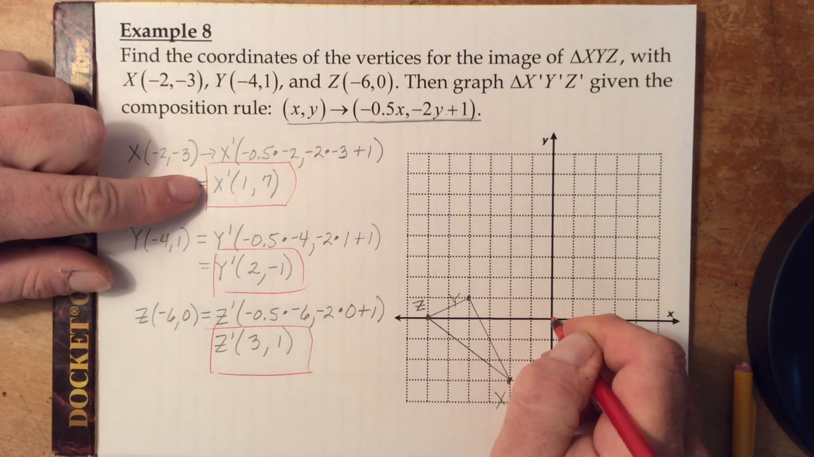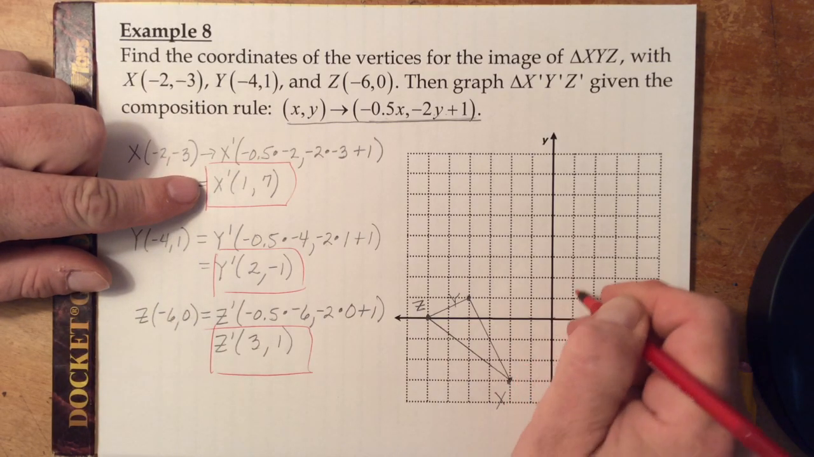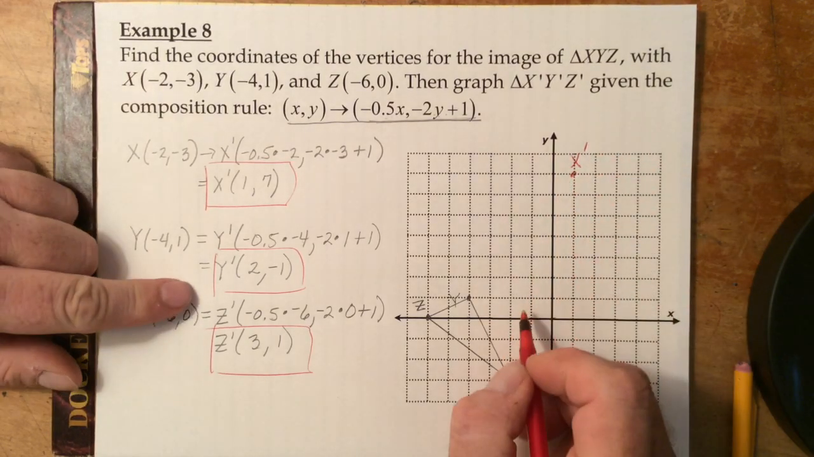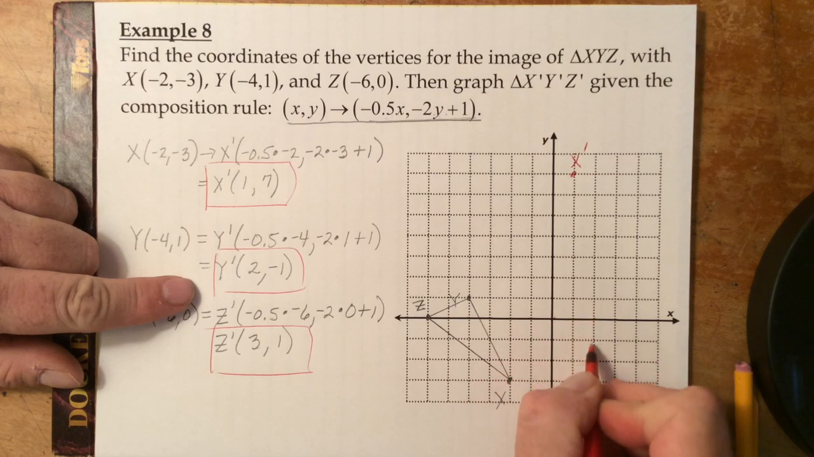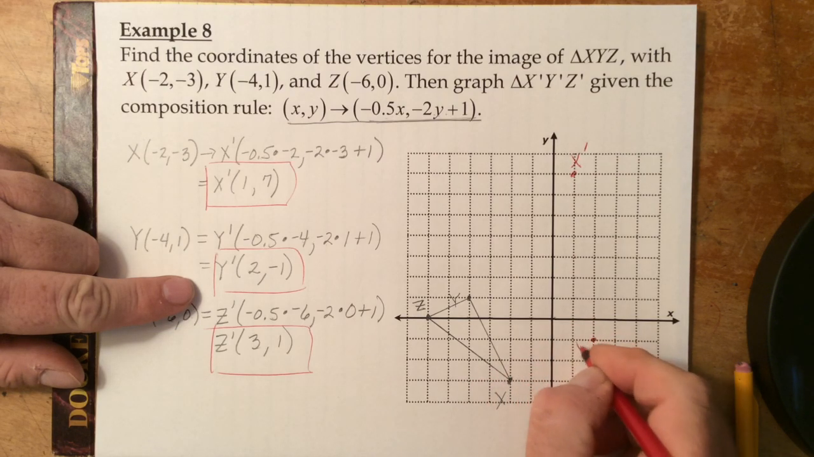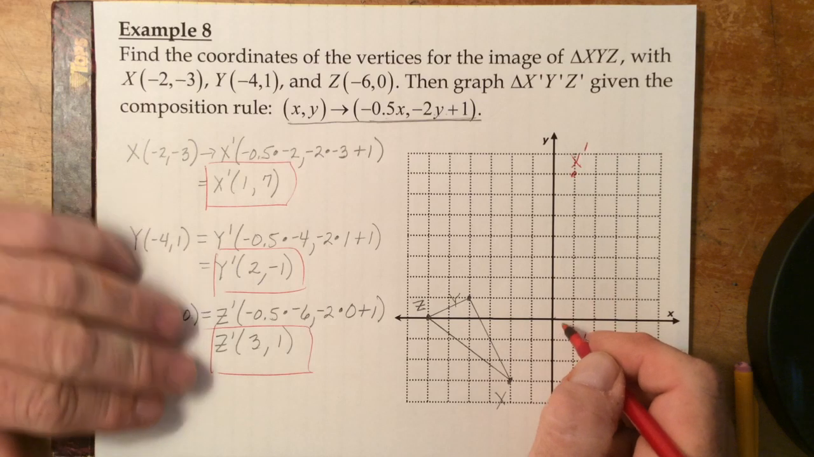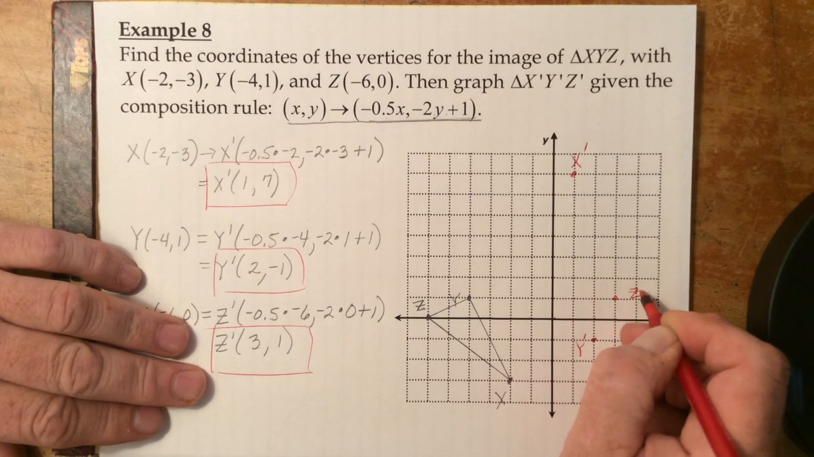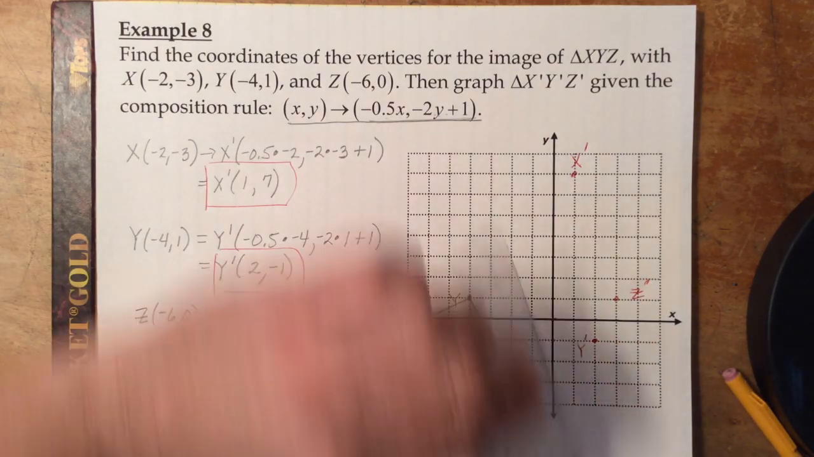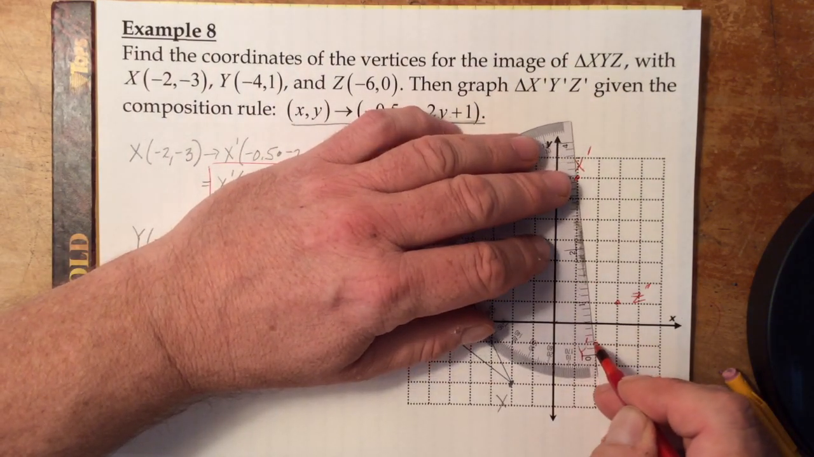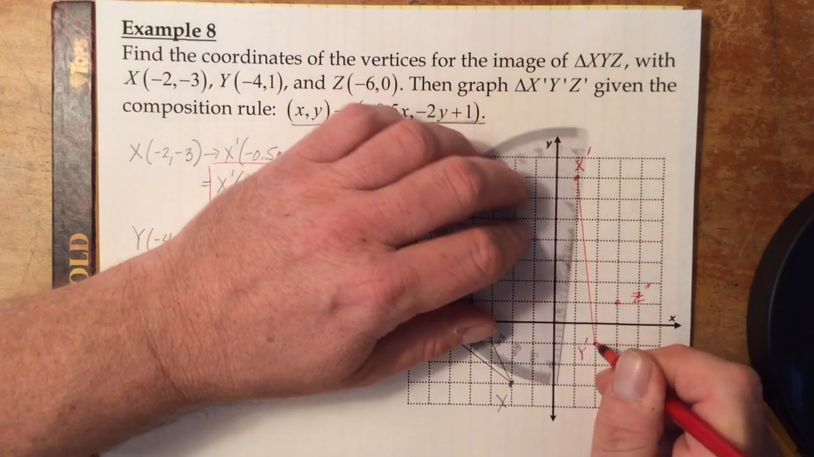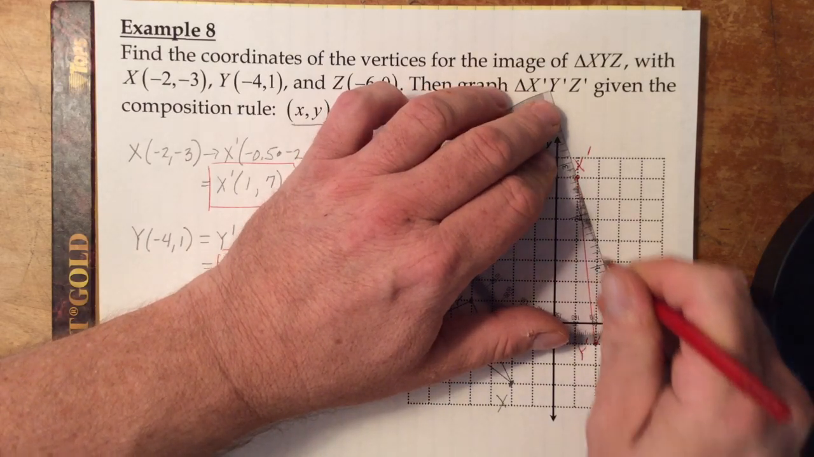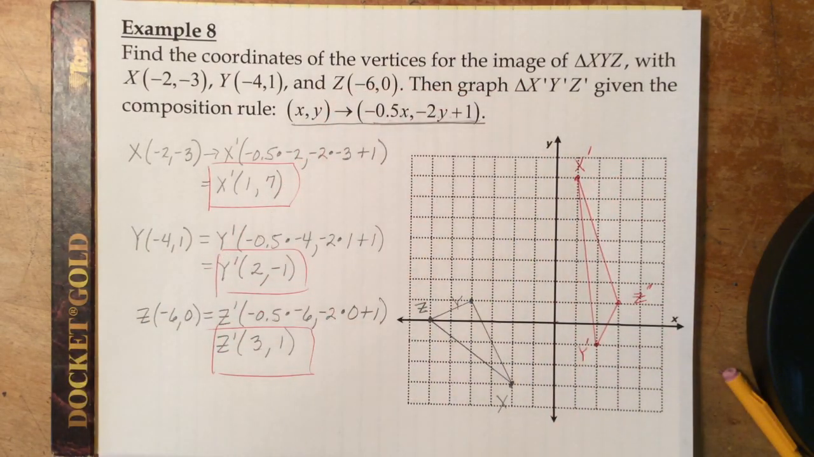Starting at the origin for X prime, 1 to the right, up 7. 1, 2, 3, 4, 5, 6, 7. There's X prime. Y prime is at (2, -1). To the right 2, down 1. There's Y prime. And Z prime at (3, 1). There's Z prime. Take your straight edge and connect the vertices, and as you can see, this triangle has been stretched. It has been flipped or reflected, and it looks like it's been translated a little bit too.